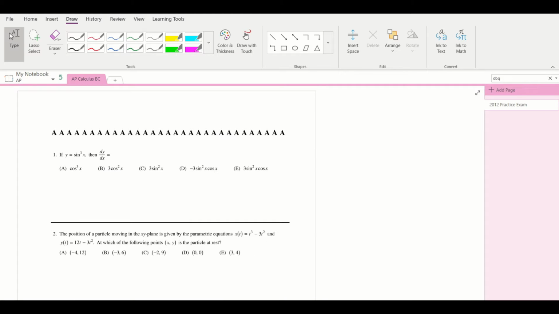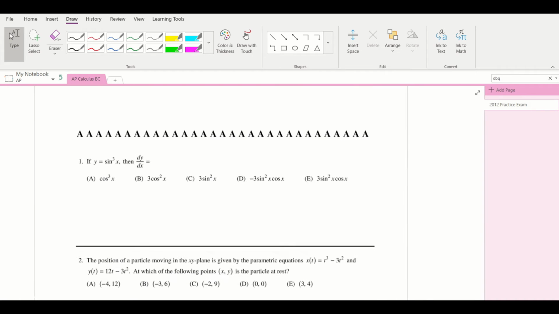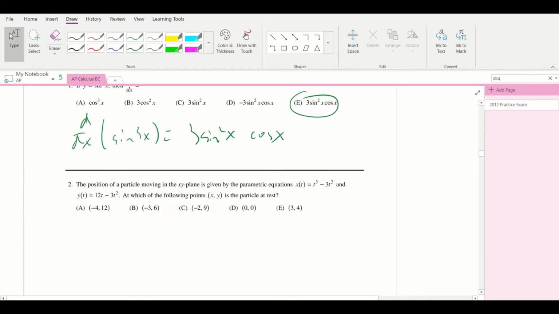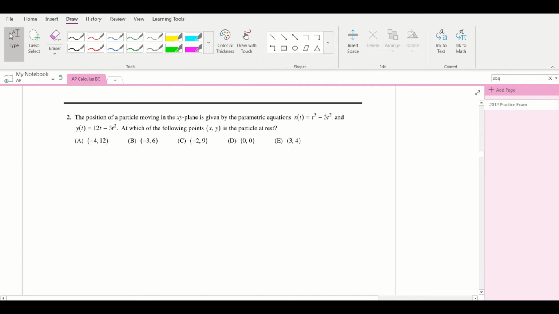All right, for number one, here you just differentiate it. It's just basic differentiation. Be careful because you still have to take the chain rule into account.